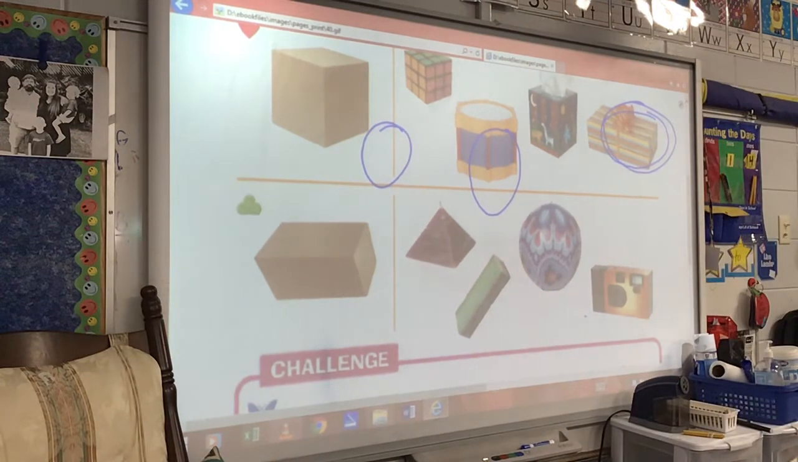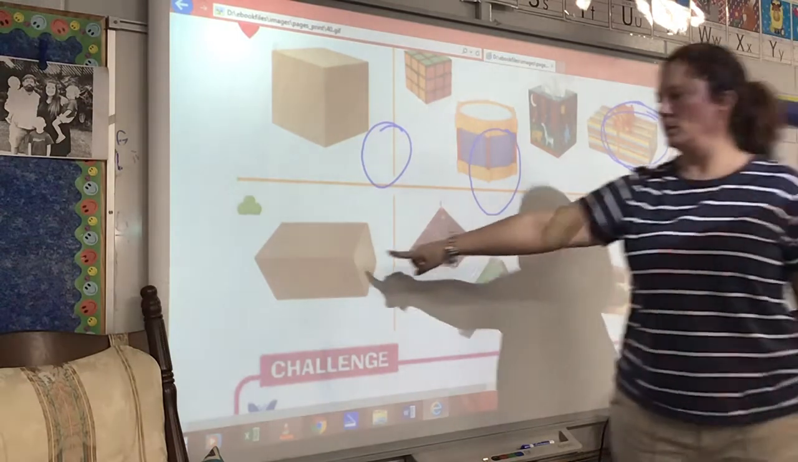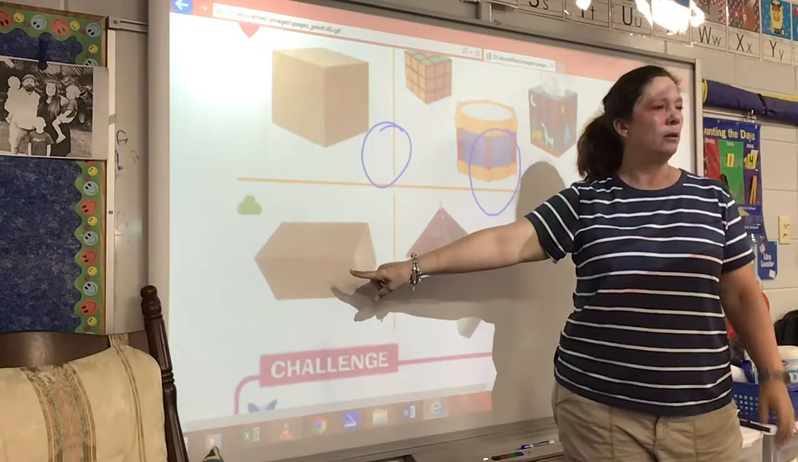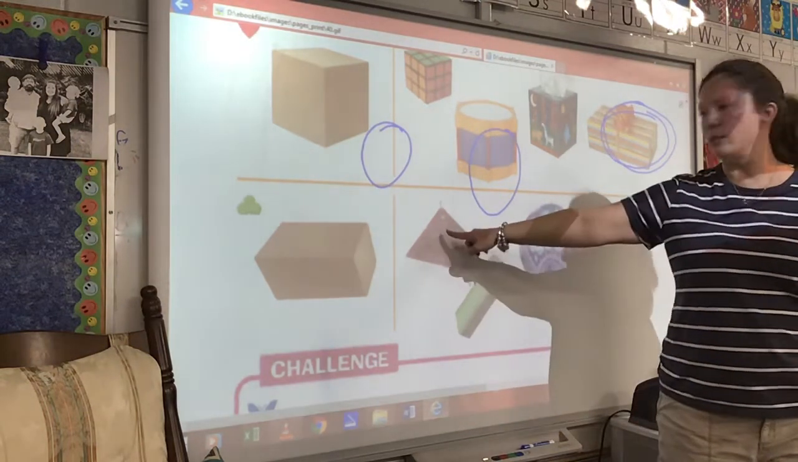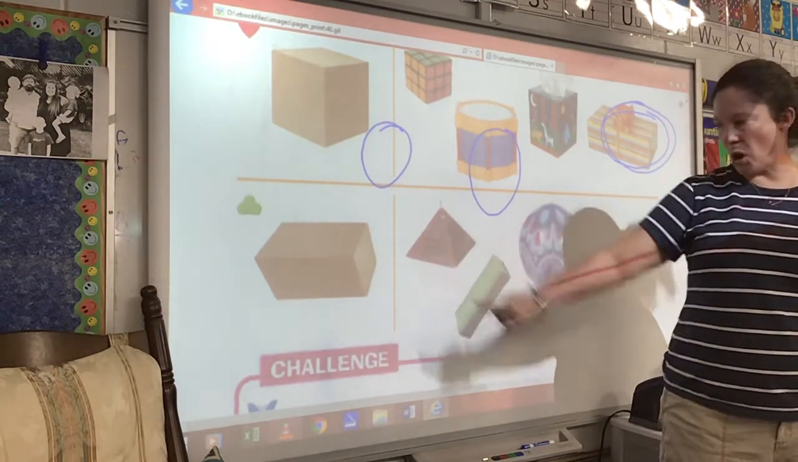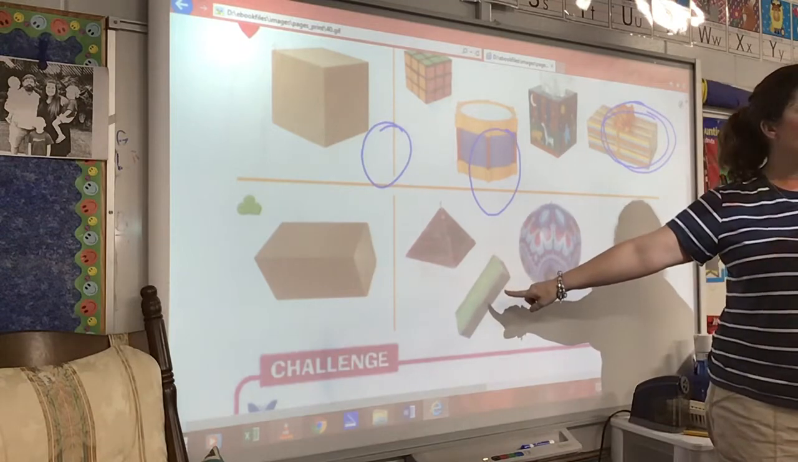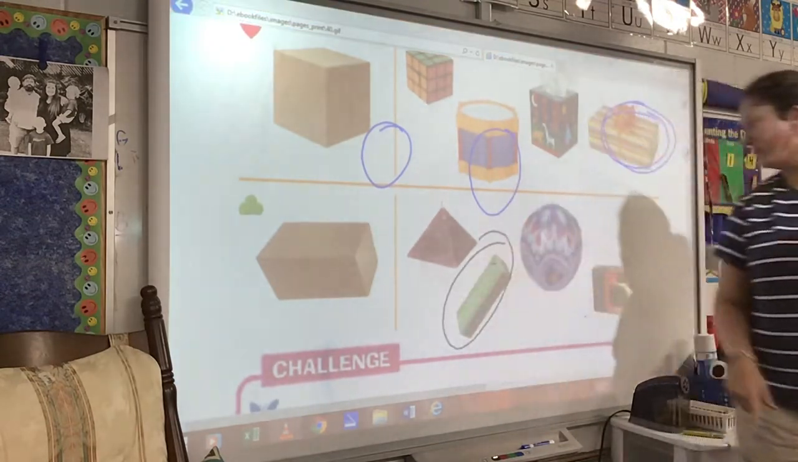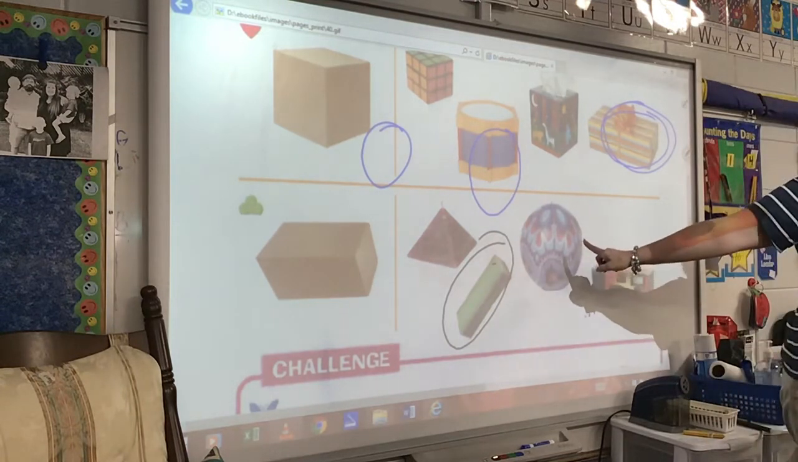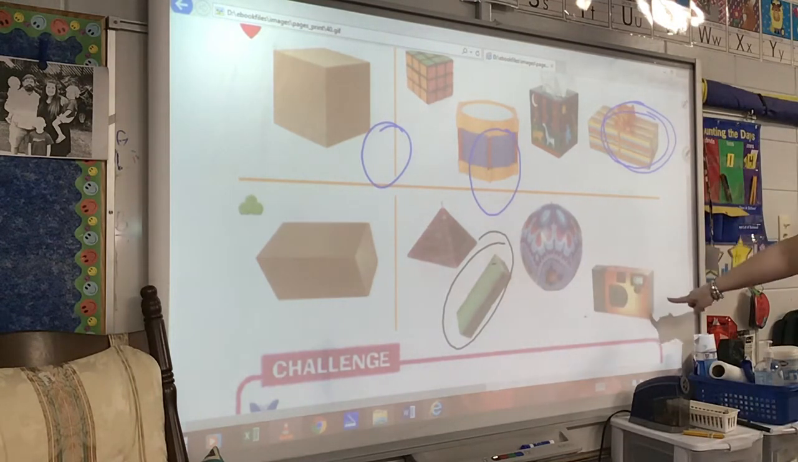Are you ready? What is that shape, Sam, that is on the row with the clover? What is that first shape right here that is the row with the clover? Rectangular prism. Is this a rectangular prism? No. Is this a rectangular prism? Yes. It is not. It's an eraser. Is this a rectangular prism? No. Is this camera a rectangular prism? Yes.